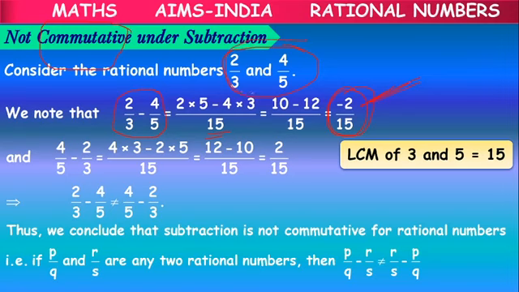So we have taken two rational numbers and done the subtraction of them. We got a rational number. Here the LCM of 3 and 5 is 15. Now let's do the subtraction in reverse manner. Previously we did subtraction of A minus B. Now we will do subtraction of B minus A. So 4 by 5 we take first, 2 by 3 we take second. LCM is 15. If we do subtraction, after simplification, what are we getting?